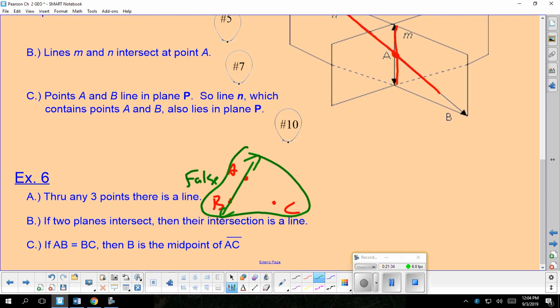The next one: if two planes intersect, then their intersection is a line. True or false? That was true. Remember, when two planes intersect, their intersection is always a line. This one is true.